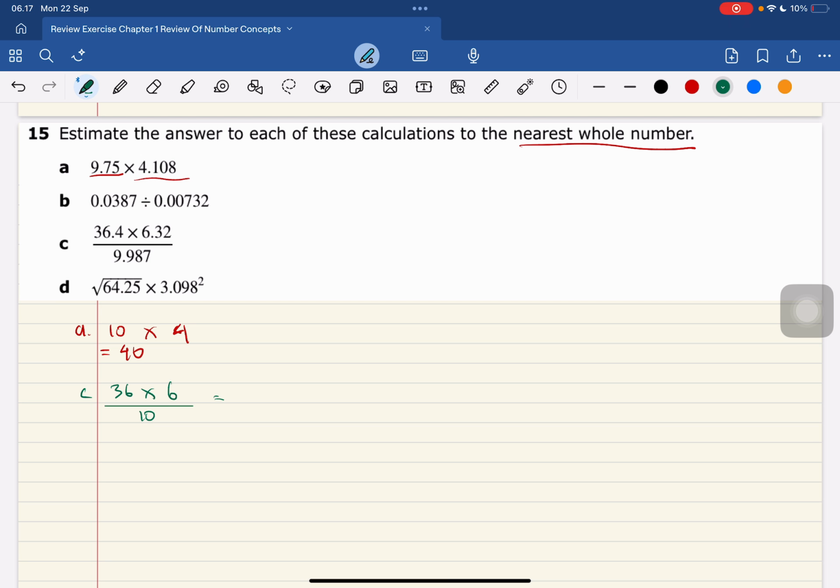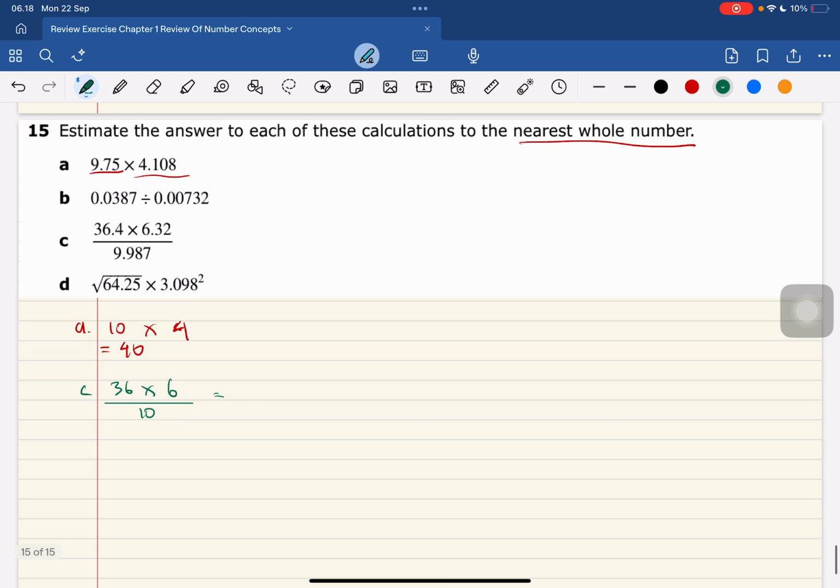This is going to be hard to multiply. So let's think of something else. 36 times 6 is going to be 216. 216 divided by 10. So let's round it. This number is going to be 220 divided by 10 is 22.